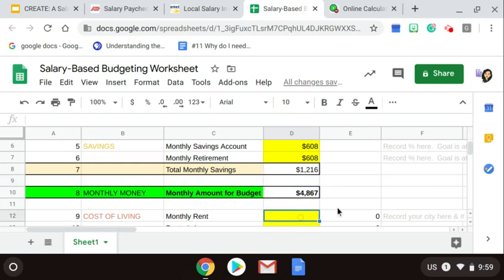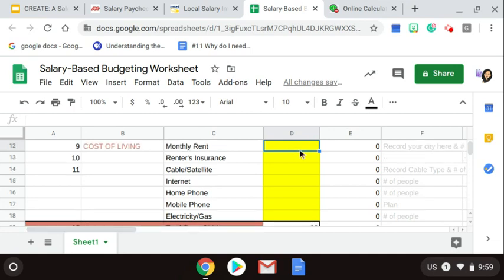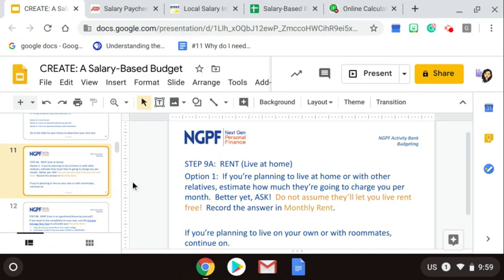Okay, so now we're going to talk about cost of living. And of course that involves rent, cable, internet, home, mobile, all this stuff is your cost of living. Okay, so now let's see how we're going to calculate rent. All right, so they have 3 options. They have 9A, 9B, and 9C. So 9A is that you live alone. Okay, I mean, you live at home. All right. And why not?